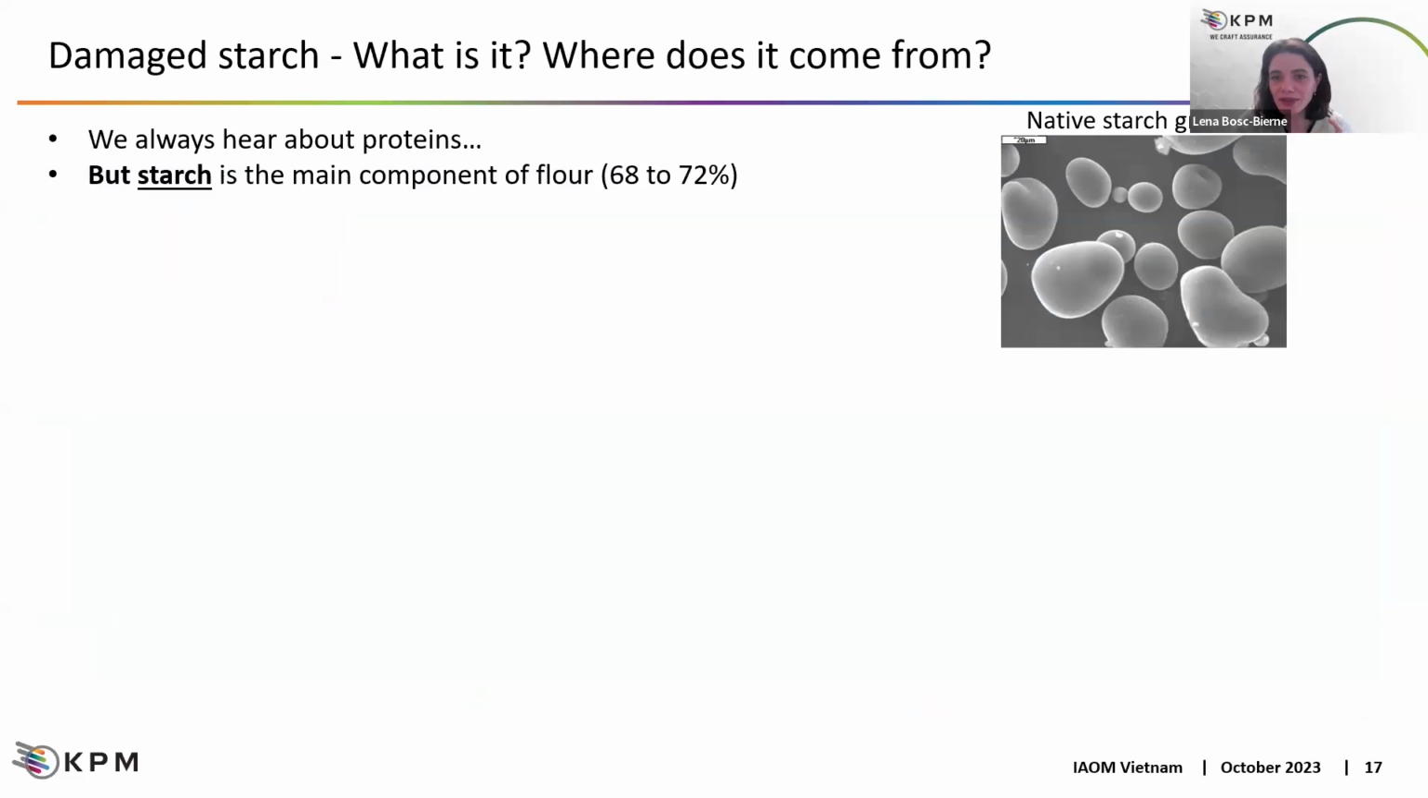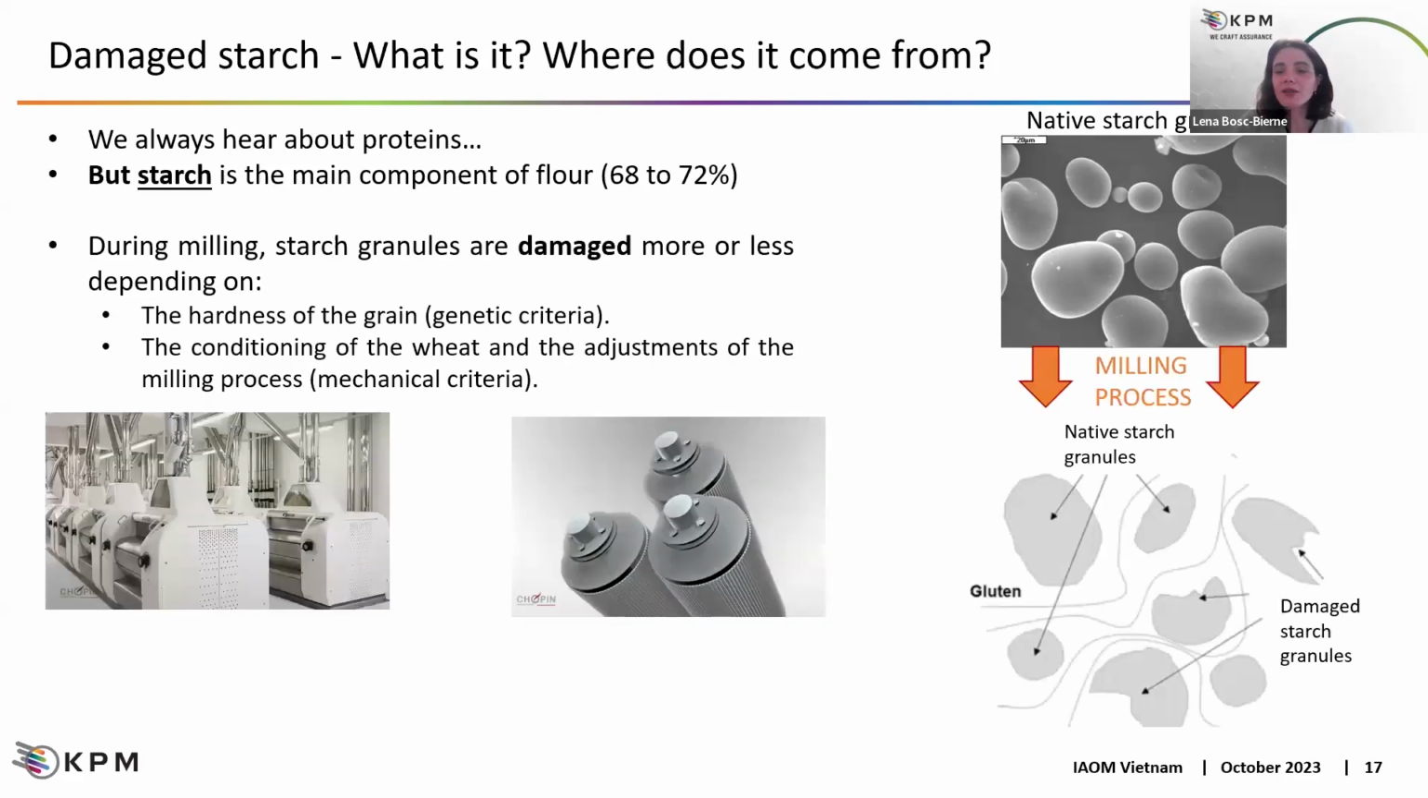So again, we always hear about proteins, but starch is incredibly functional. It has a big impact on the quality of the products, and it is the main component of the flour, around 70% of it. So controlling starch and controlling damaged starch is actually key in mastering flour behavior. And whatever you do, however you temper your grain or blend your grain or mill your grain, you will always produce damaged starch during milling. You will produce more or less damaged starch depending on the hardness of the grain. If it's harder, then you will produce more damaged starch.